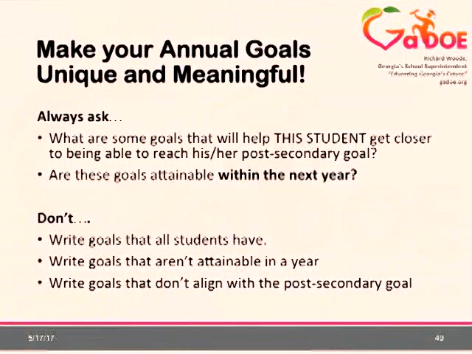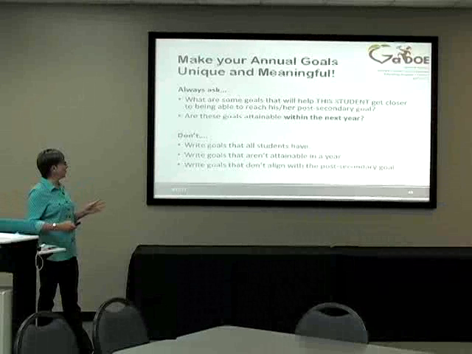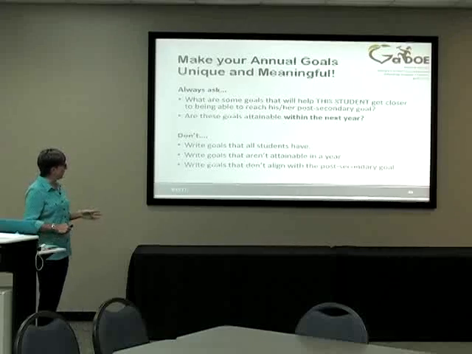Okay, so when we're writing annual goals, again, the key is to be unique and meaningful with these goals. Always ask, what are some goals that will help this student get closer to being able to reach his or her post-secondary goals? And, this is very important too, are these attainable in a year? Please remember that, because oftentimes we will see a goal, let's say for an 8th grader, that was written for the student to start visiting colleges. Well, it's a little early for an 8th grader to start visiting colleges. And so this is something that you really need to take a close look at.